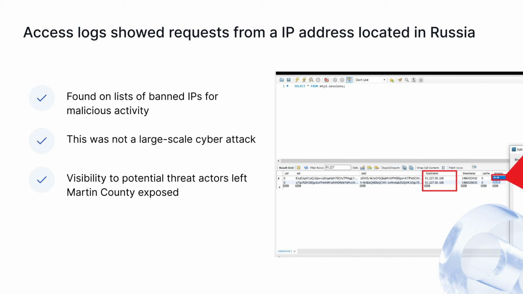While this in itself could hardly be called a large-scale cyber attack, it shows that Martin County's site, for which personal and system credentials were exposed on the internet, was at least somewhat visible to a potential foreign threat actor. It's also worth noting that this database backup is from 2017, and any activity since then is unknown from the data that UpGuard has reviewed.